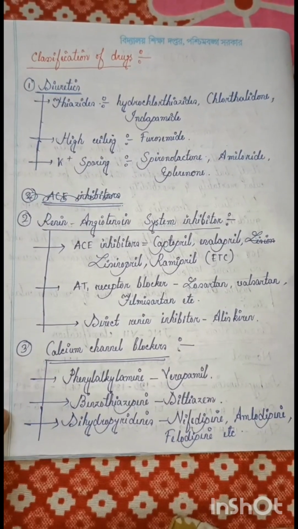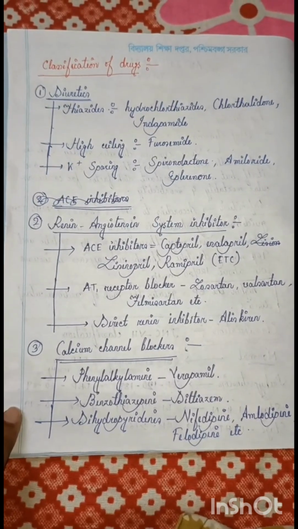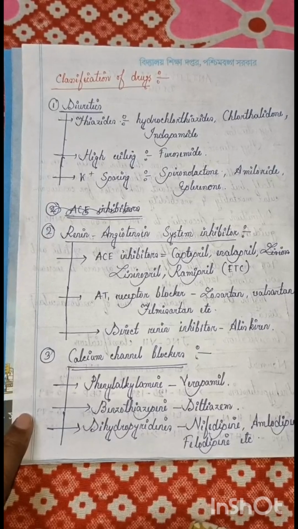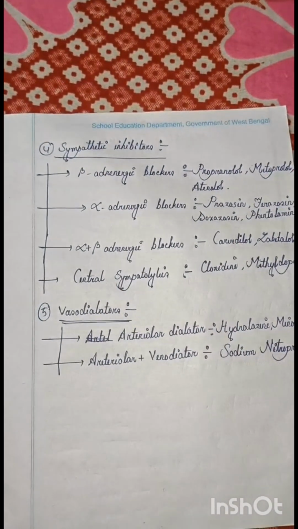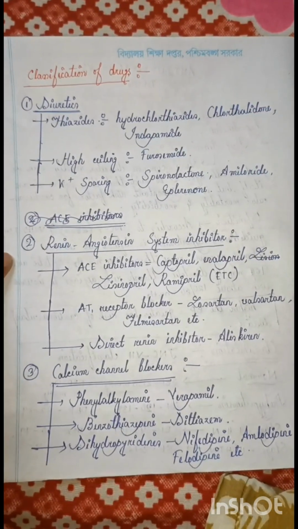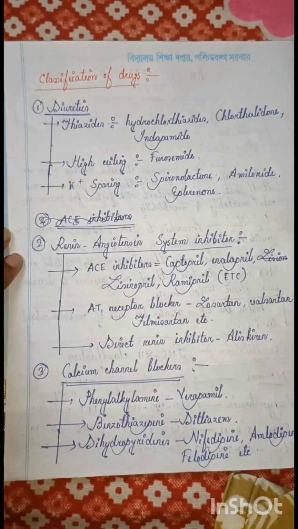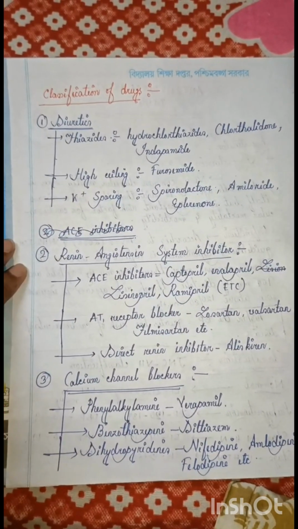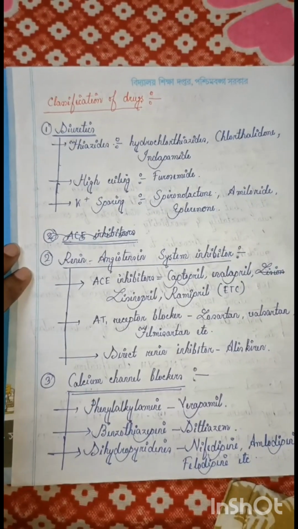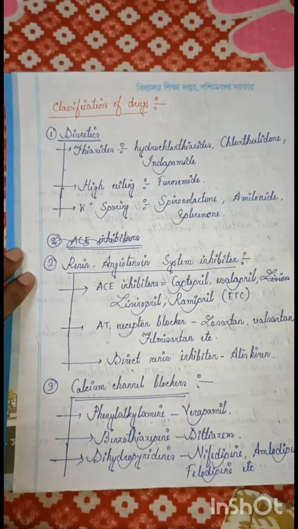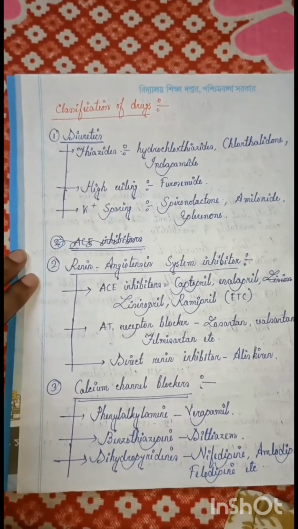Coming to the classification of drugs, the drugs mainly used as antihypertensives are diuretics, renin-angiotensin system inhibitors, calcium channel blockers, sympathetic inhibitors and vasodilators. The drugs under diuretics are thiazides, high-ceiling and potassium sparing. Thiazides include hydrochlorothiazide, chlorothiazide, chlorthalidone and indapamide. High-ceiling is furosemide. Potassium sparing are spironolactone, amiloride and eplerenone.